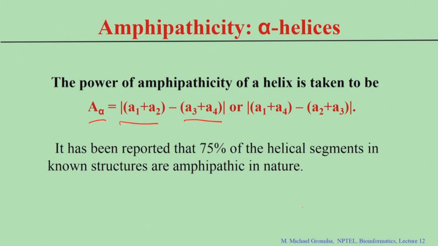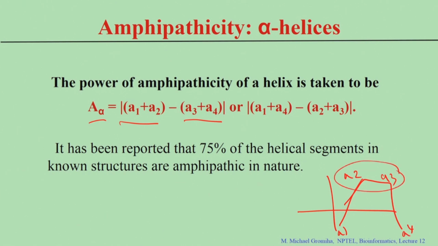For example, if it is like this, right, this is 1 2 3 4, A1 A2 A3 A4. If this is the case, this will come together, A2 plus A3, and this will come together, right, you can see a difference.